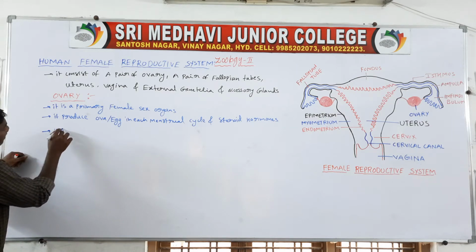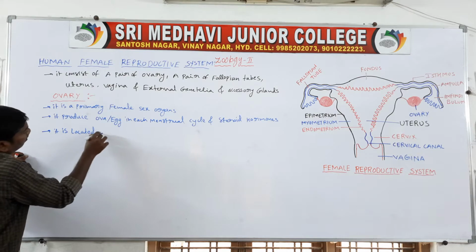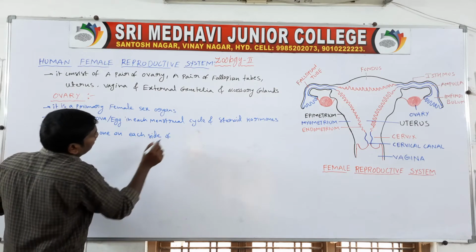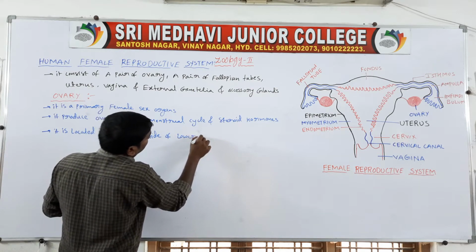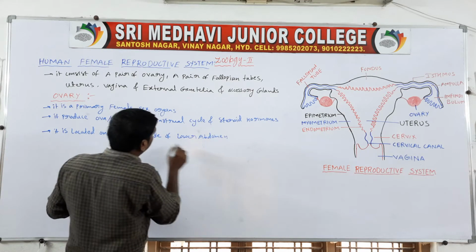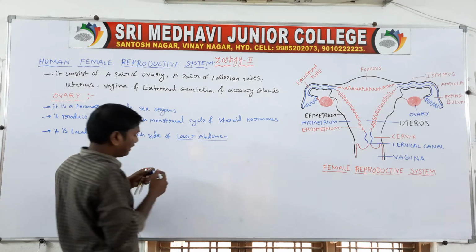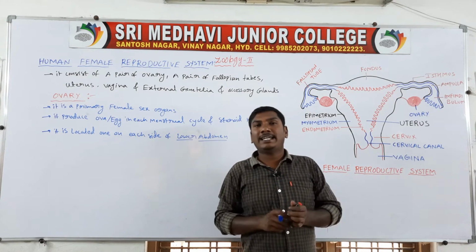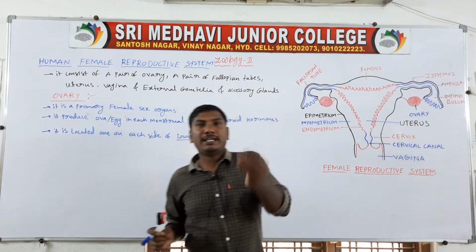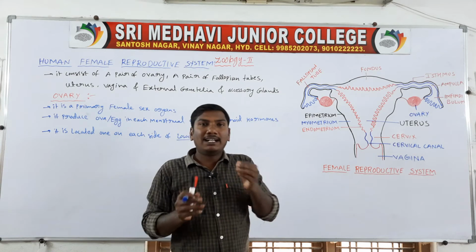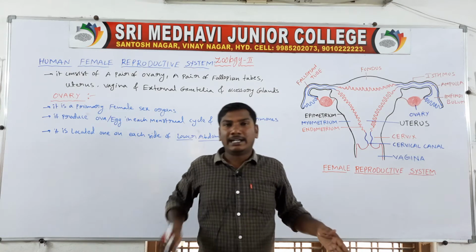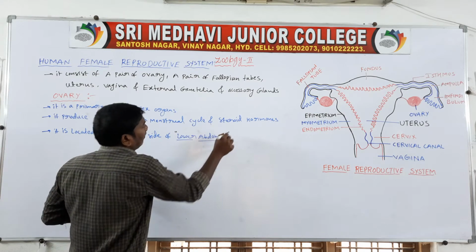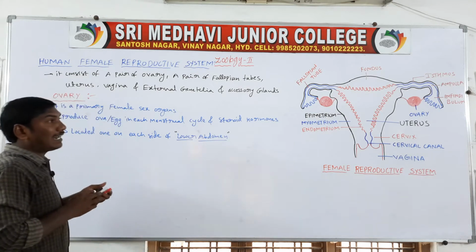Next one, the location of the ovaries. They are located one on each side of the lower abdomen. In the lower abdomen region, the left side has one ovary and the right side has one ovary. Totally one pair of ovaries is present in females.